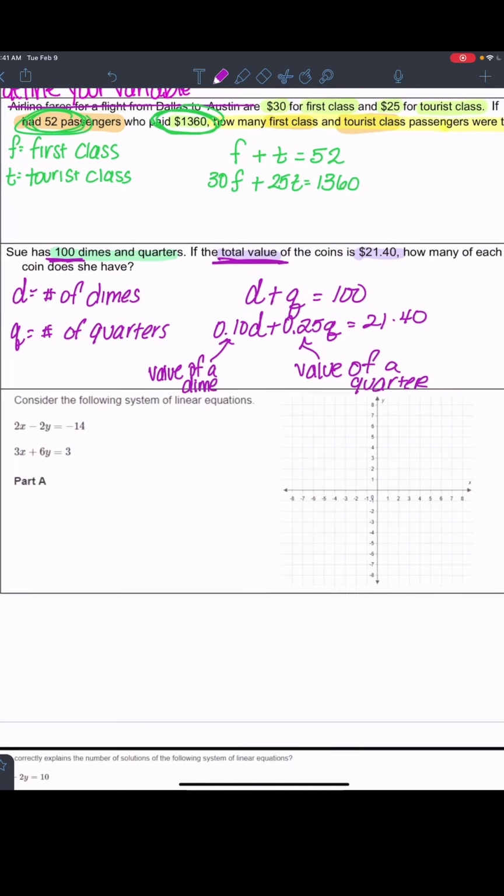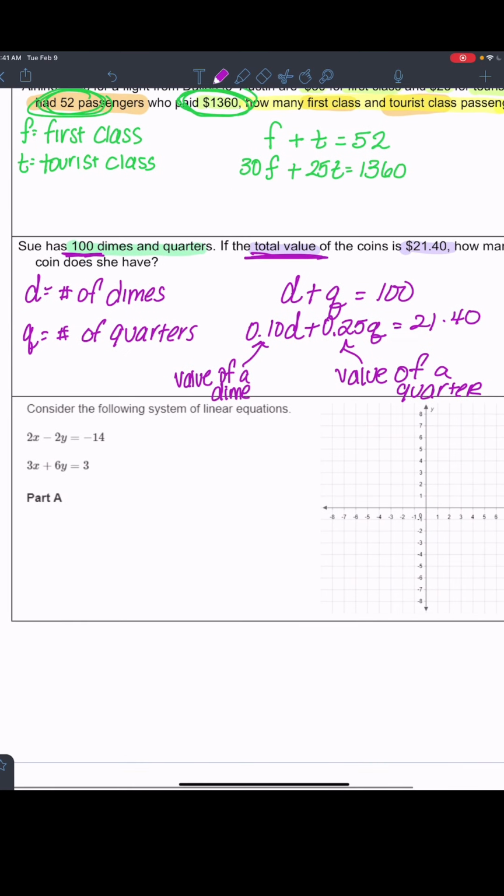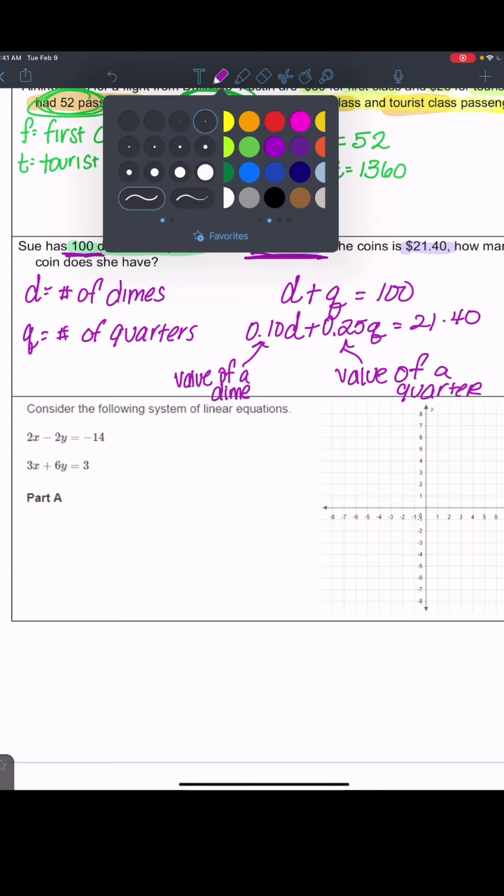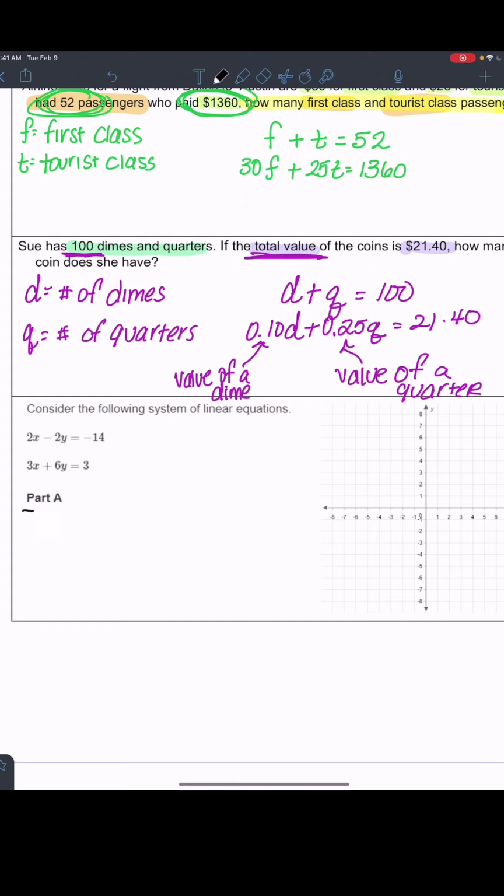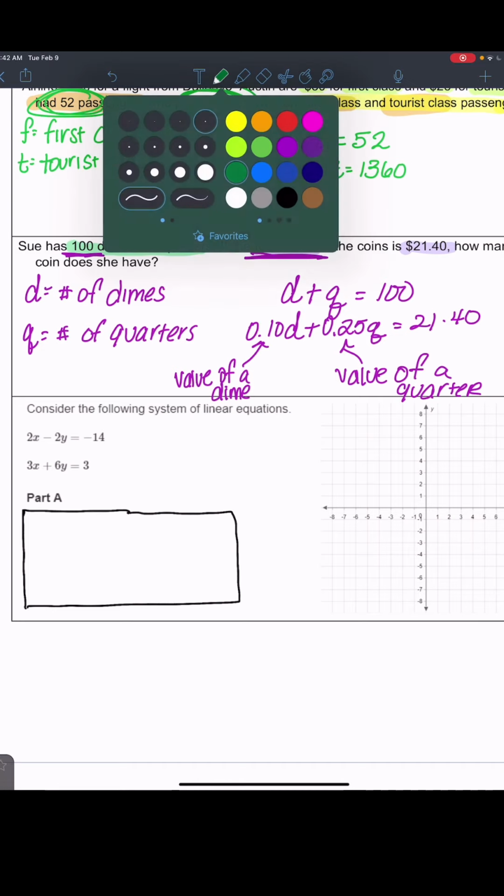So this is a big one. I'm reviewing something here. I don't have the instructions. You need to write them in. I'm not going to write them in. You need to listen and write them in right here. Consider the following system of linear equations. Underneath part A, I want you to graph the system, and part B is to write its solution. So you need to write that in as instructions.